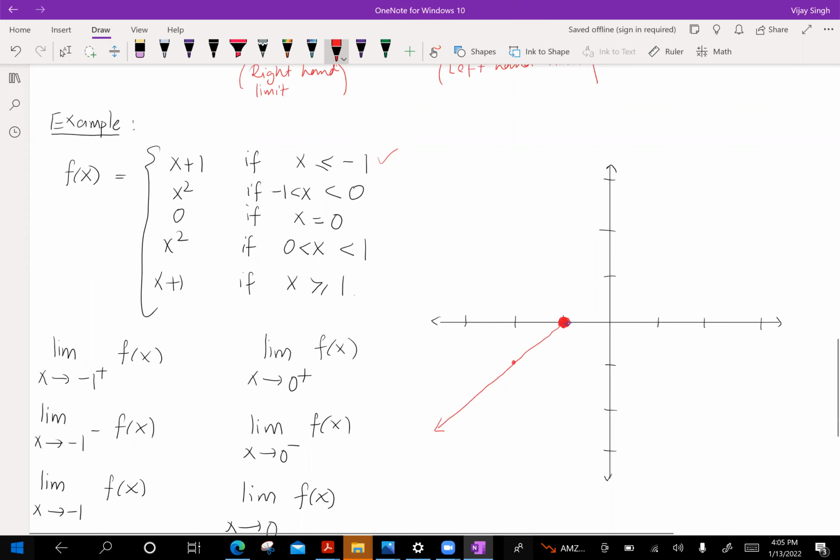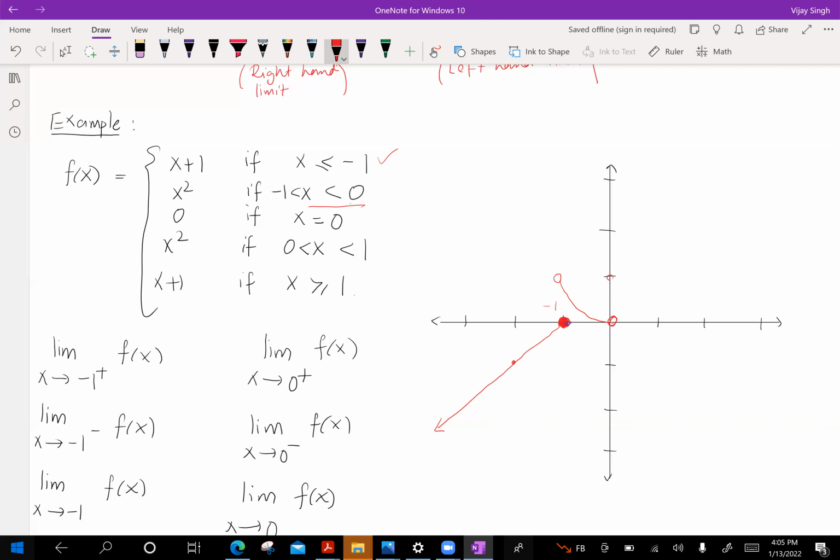From -1 to 0, it's given by x squared. And you know how x squared is drawn, right? We'll still use -1. -1 becomes (-1) squared, which is 1. But we'll draw it with a hole because it's not defined by that value. So we'll draw that with a hole like this, and up to 0. Also, 0 is defined by a different rule because it's less than 0.